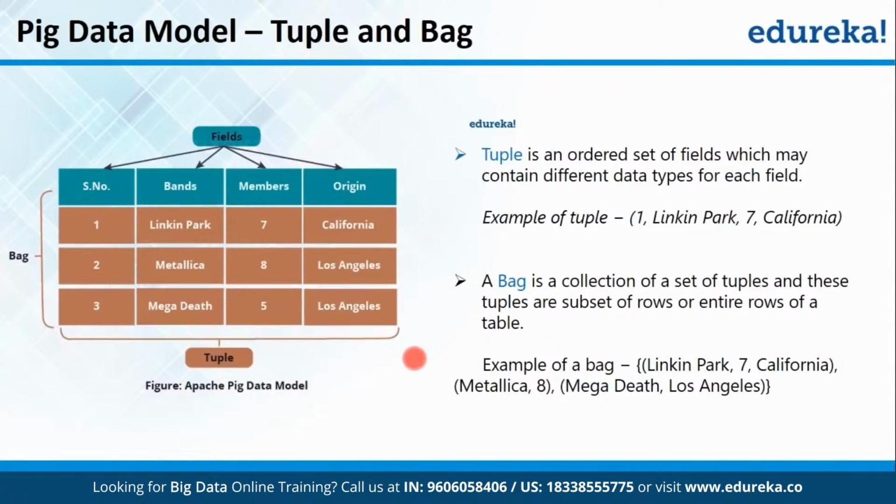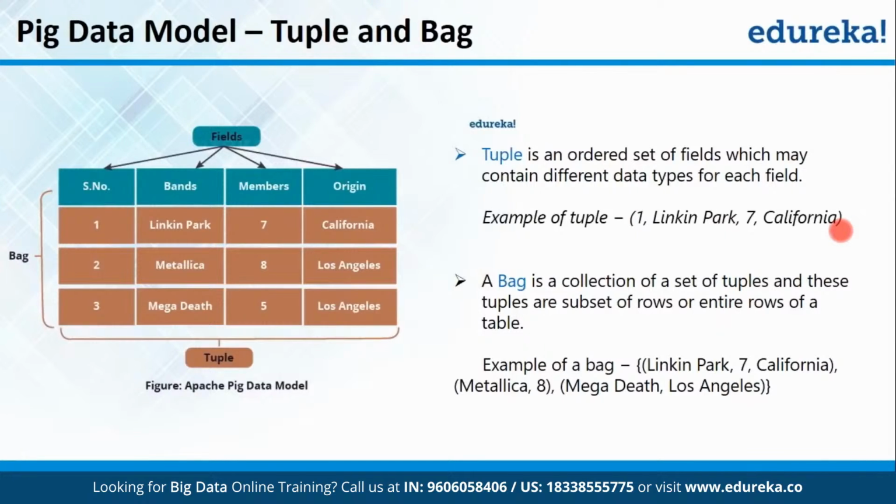So what is a tuple? Tuple is nothing but an ordered set of fields, okay, which can contain different types of data. As you can see right here, there are four fields. So one Linkin Park 7 and California could be one tuple. 2 Metallica 8 Los Angeles could be another tuple, and 3 Megadeth 5 Los Angeles again could be the third tuple, right? So these rows in itself is a tuple. To represent a tuple, you have to put them within the parenthesis. So the opening parenthesis is the start of the tuple and the closing parenthesis is the end of the tuple.